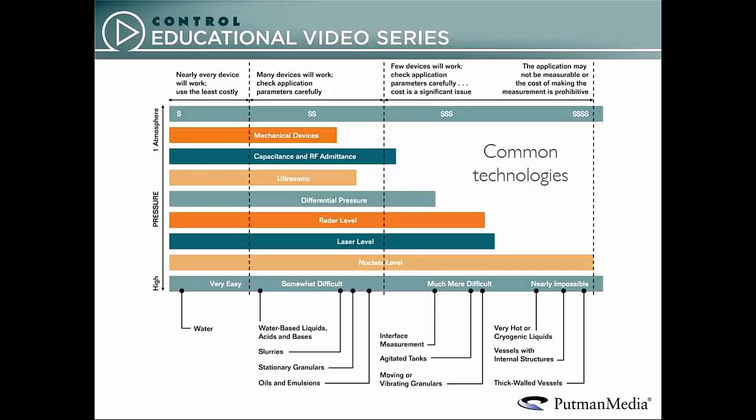Level instruments leverage a variety of physical operating principles. Here we show common technologies and applications arrayed along a continuum from the cheap and easy to the expensive and difficult. Each of these technologies comes with its own advantages and disadvantages. We'll revisit this chart as we briefly describe the common technologies. We'll start with the mechanical devices, which lie at the lower end of the cost scale and can handle many of the easier applications.